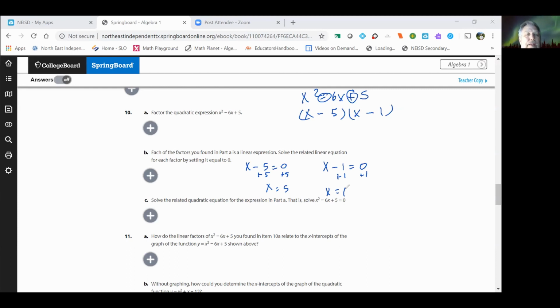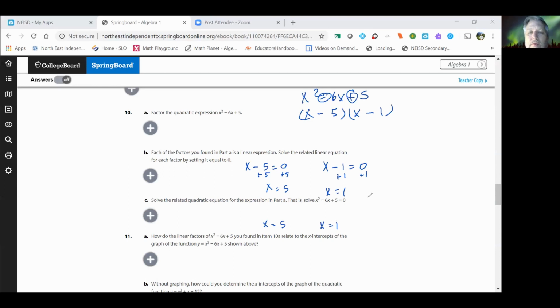C, solve the related quadratic equation for the expression in part A. That is, solve x squared minus 6x plus 5 equals 0. So, in a sense, we're basically just doing the same thing. So we're going to end up with x is equal to 5 and x is equal to 1. We want to test them just to make sure.